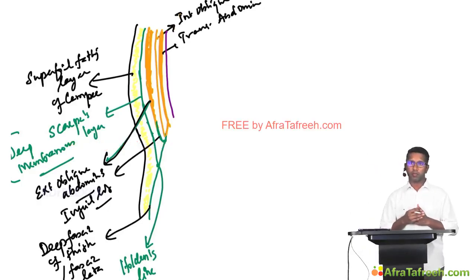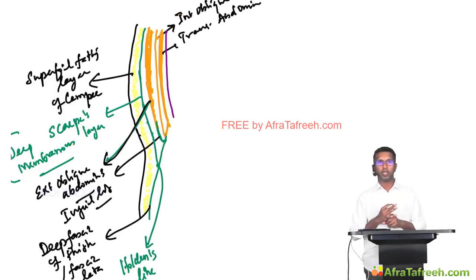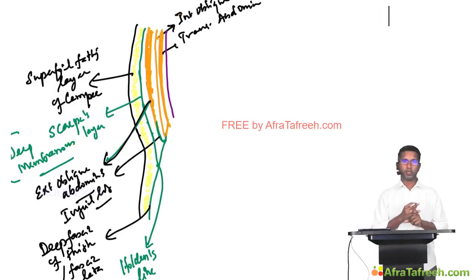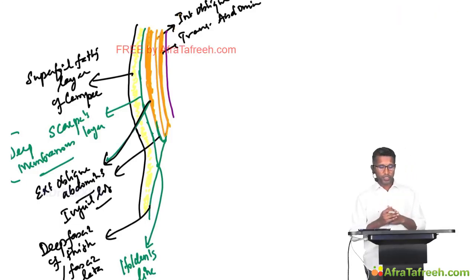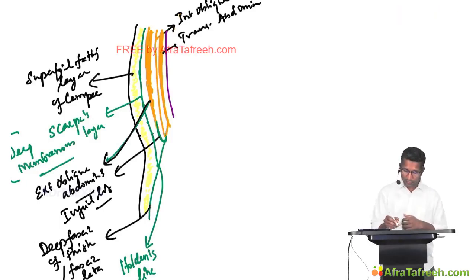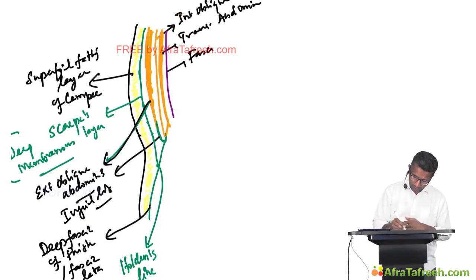Deep to the external oblique abdominis muscle, you have the internal oblique abdominis muscle and the transverse abdominis muscle getting attached to the inguinal ligament. Deep to it is the fascia transversalis. Okay, this fascia is very important. This is called fascia transversalis.